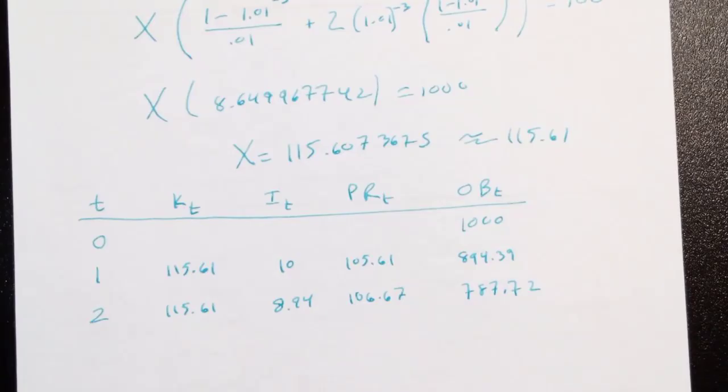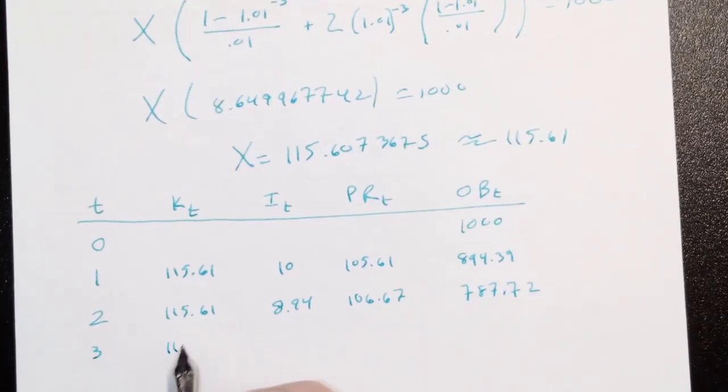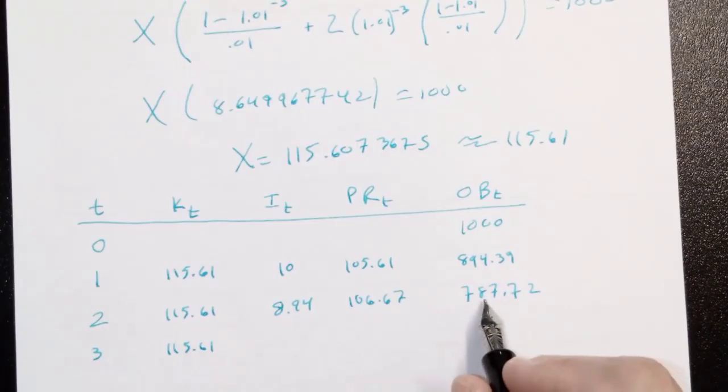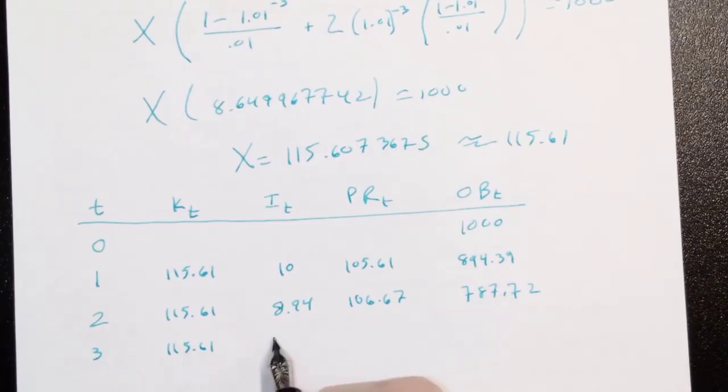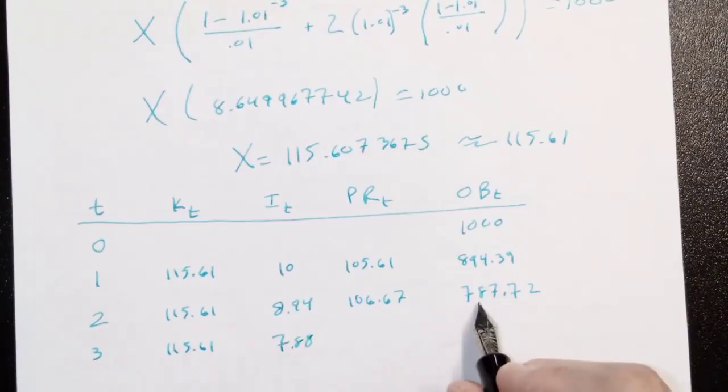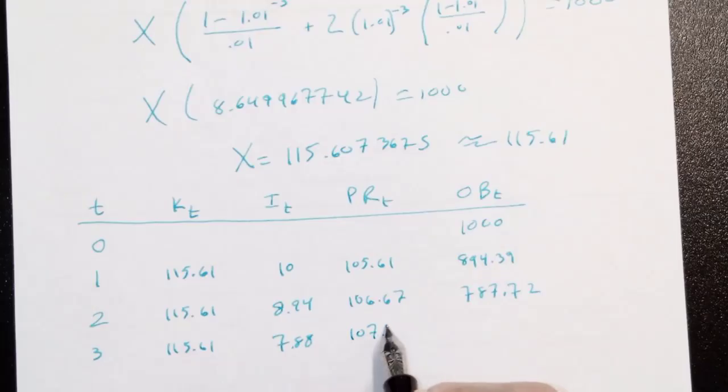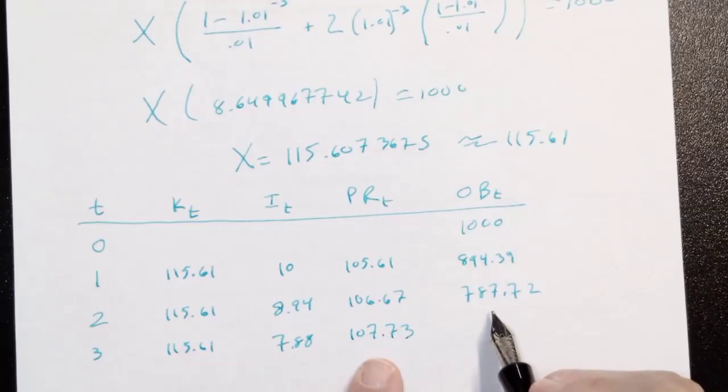One more time. Payment number 3, $115.61. The interest, 7.88. Okay, this time it should be 7.88 if I round appropriately. Subtract: 115 minus 7, 107, plus 12, 107.73. Subtract again.